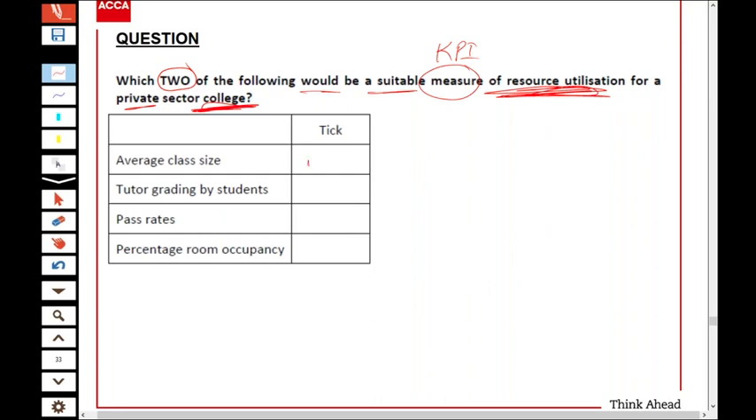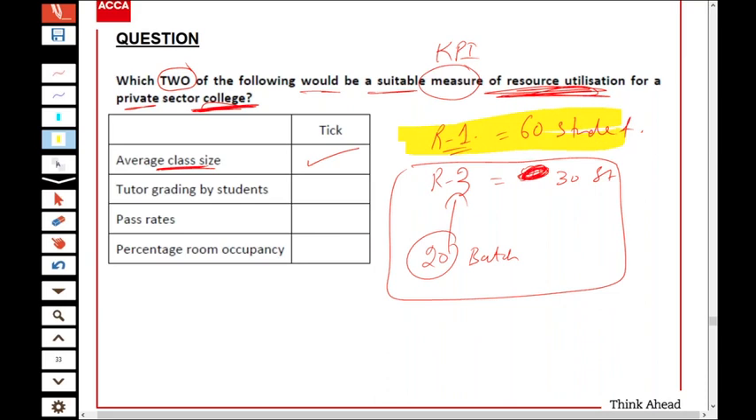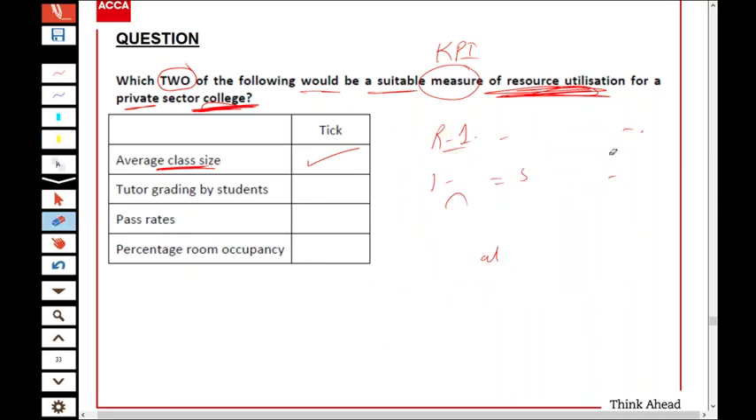Yes, number one is the average class size. I'm giving you a very common example. For example, let's say there is room number one with a capacity of 60 students, and there is room number three with a capacity of 30 students. And if I am having a 20 students batch, I should allot room number three, because this is the best utilization. And obviously in room number one, where the capacity is high, there will be more consumption of electricity. There will be three ACs, air conditioners, and a higher electricity bill. So based on the smaller number of students, you should allot the room having the capacity which matches the number of available students. So yes, this is the best utilization of your resources.